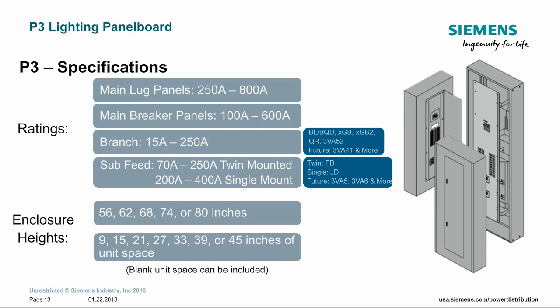Moving on into the enclosure heights, you can see they range from 56 all the way up to 80 inches, and unit space ranging from 9 to 45 inches. And once again, just like before, these range in increments of 6 inches. And one nice benefit is we can also include blank unit space if the customer wants to potentially expand in the future, just like with our P2 panels.